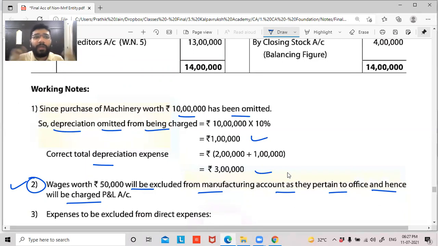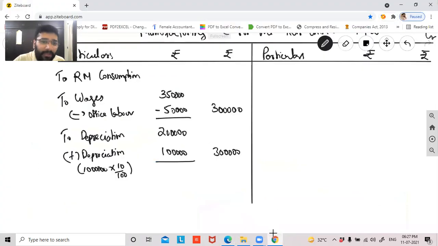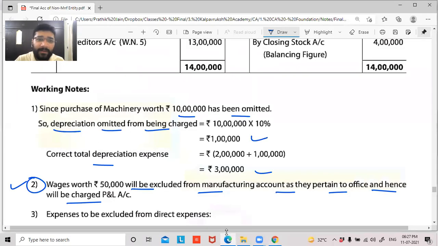You can do it here or you can do it in the working note directly. Not a problem. There we don't have to give much of explanation. So directly, if you can do it here also, no problem. In bracket, you can mention as additional 1 lakh rupees. So your total depreciation cost is 3 lakh rupees, guys.